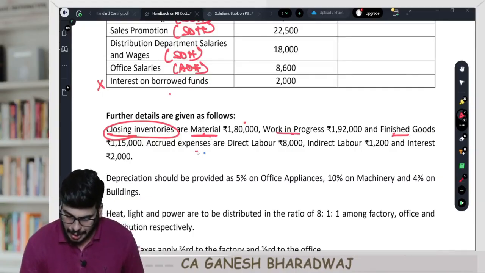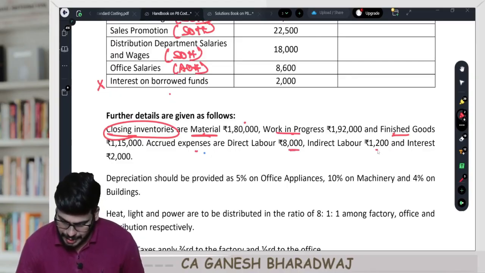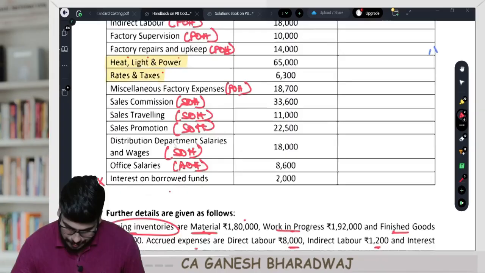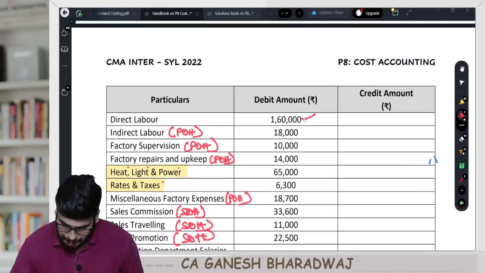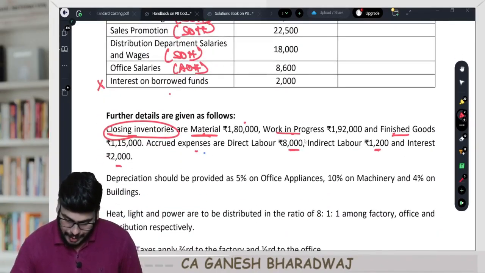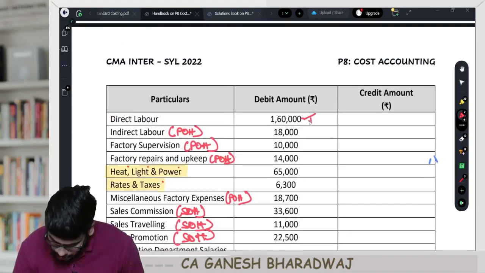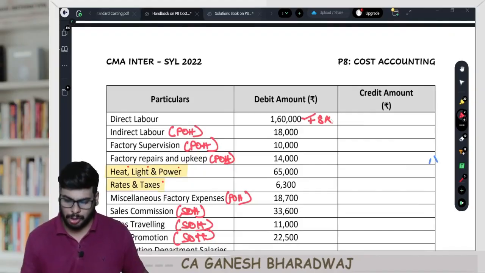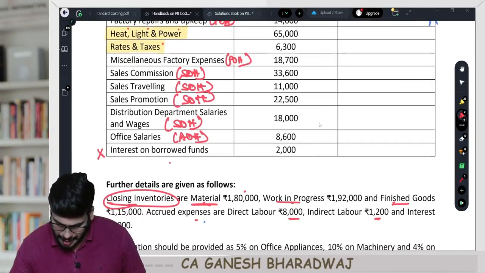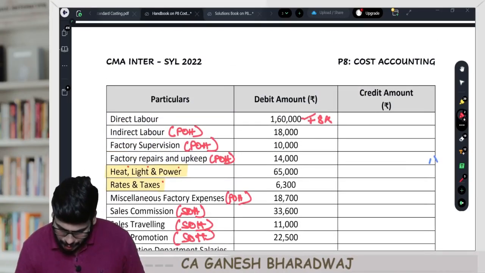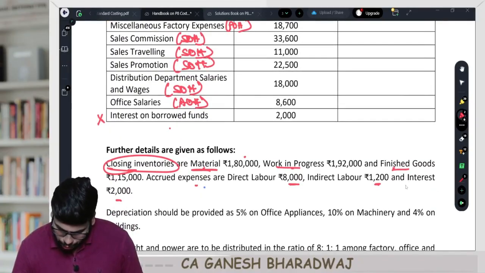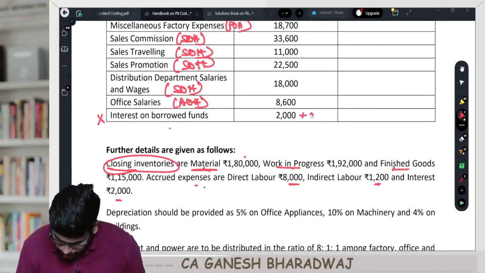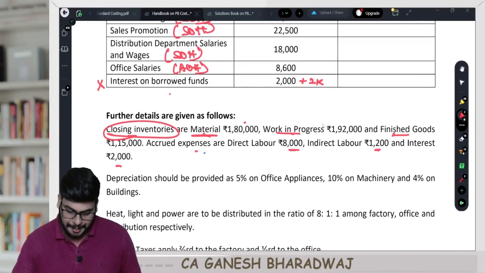Accrued expenses are direct labor 8,000, indirect labor 1,200, and interest 2,000. So for direct labor, 1,60,000 is the amount paid. Over and above that, you have 8,000 rupees of direct labor outstanding, so technically another 8,000 rupees will also be considered. We always follow the accrual concept. What is outstanding also needs to be added as a cost. Then indirect labor is 1,200, so plus 1.2k indirect labor. Then you have your interest cost, interest 2,000 plus another 2,000 that needs to be added.